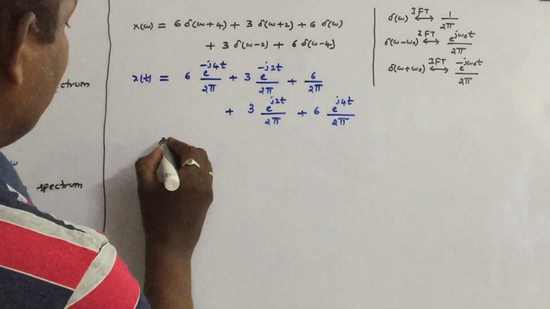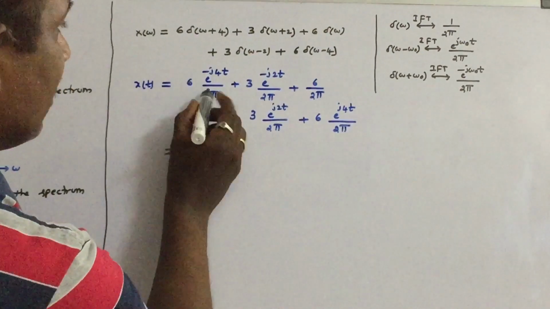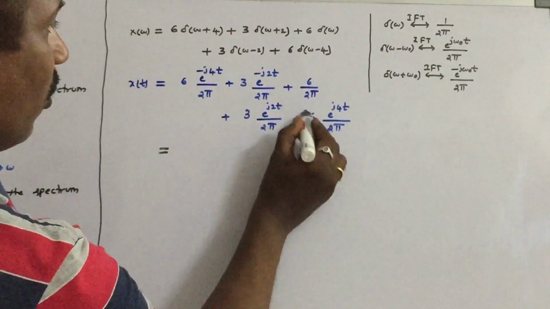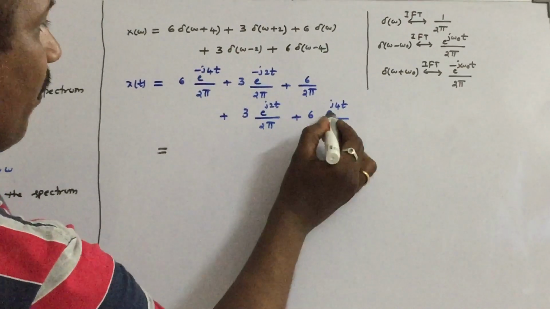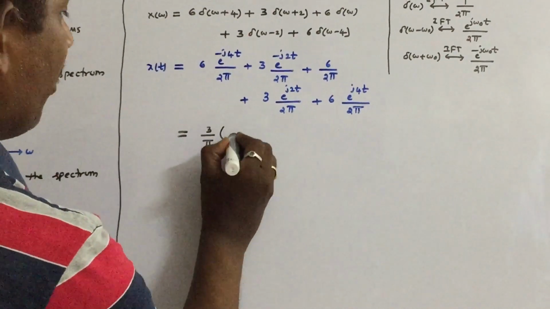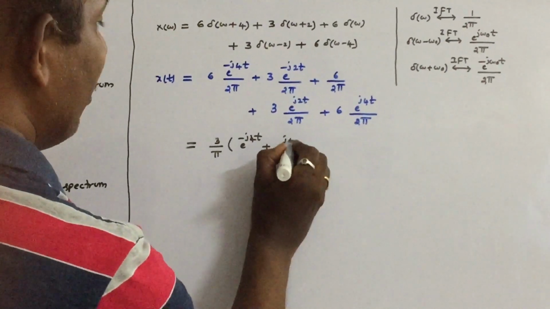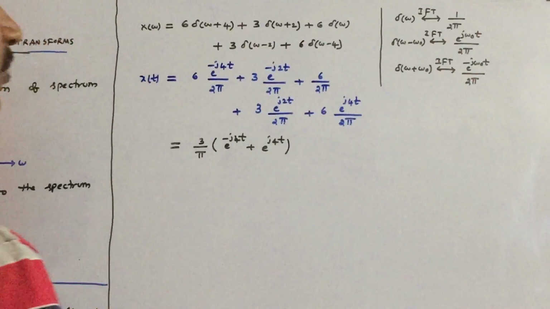Now let us separate. So you can write it as, take common 3 by pi from the e power minus j4t and e power j4t terms. So take 3 by pi as common: e power minus j4t plus e power j4t. So this is the first term.